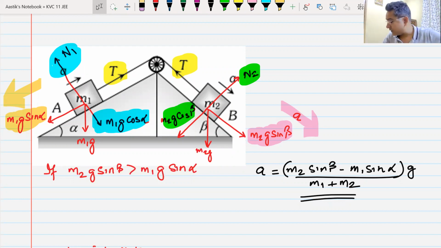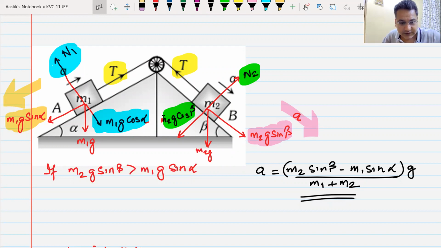But what happens if we have two blocks connected by two strings? Are they still free to move? Are they still free to move?